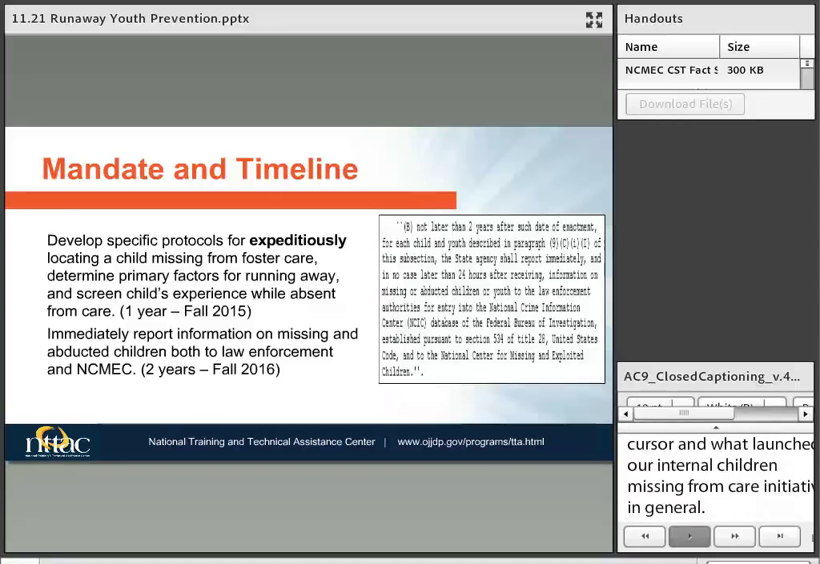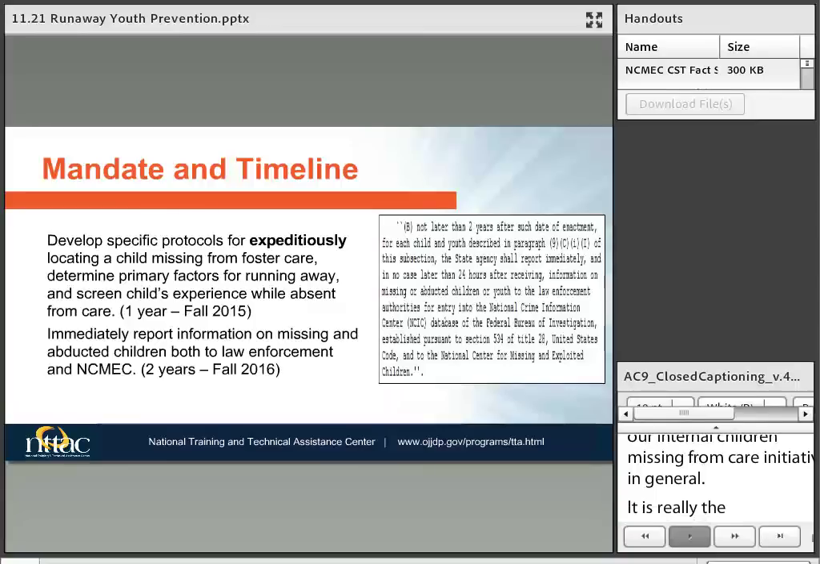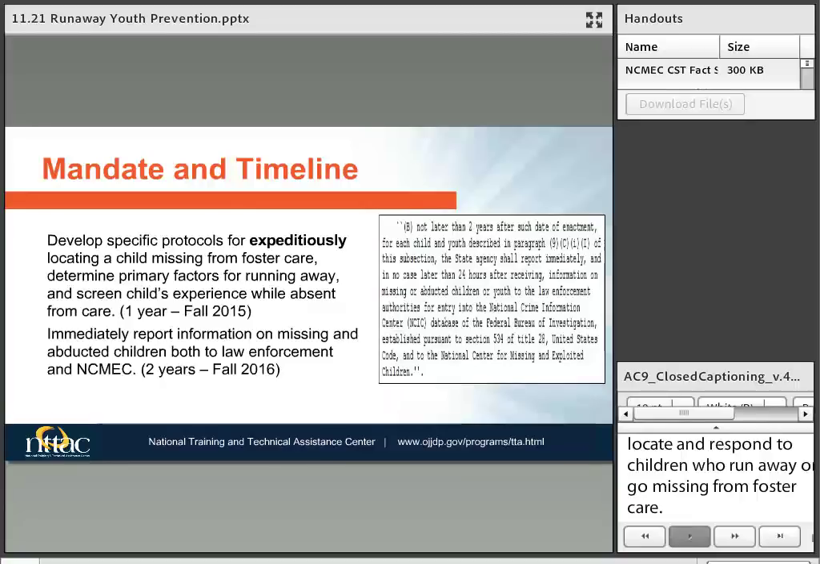The law basically provides that the state agency shall report immediately and in no case later than 24 hours after receiving information on missing or abducted children or youth to the law enforcement authorities for entry into the National Crime Information Center, NCIC database of the Federal Bureau of Investigation, and to the National Center for Missing and Exploited Children. I can see we also have a lot of law enforcement on this webinar, but for those not familiar with NCIC, it is a database that is manned by the FBI and houses criminal justice information related to and including missing persons information, including missing children.